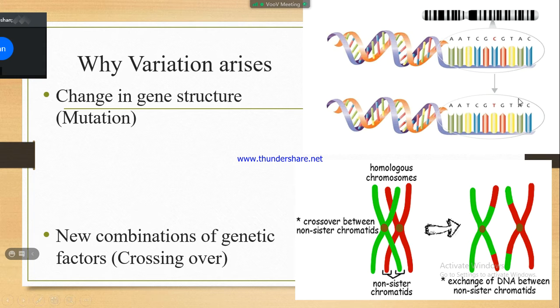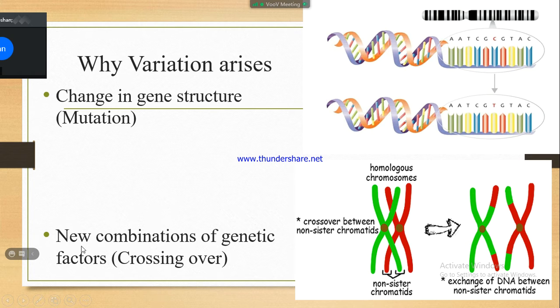As if this CGC produces an amino acid which is responsible for hair growth, but when this C changes into a T, maybe this CGT amino acid codes for another thing, like six fingers in a human, and that is the result of a mutation or crossing over.